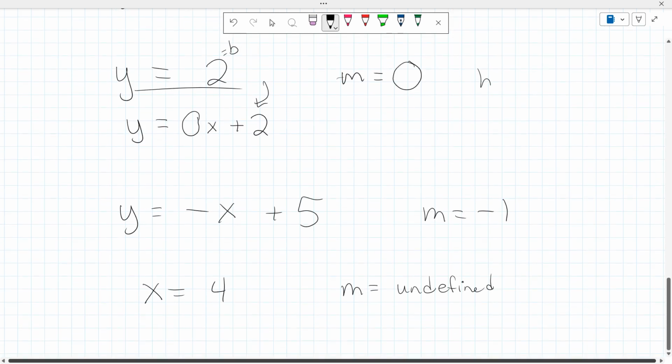So when the slope is 0, it's a horizontal line. When the slope is undefined, it's a vertical line. So if y is all alone with no other numbers, y is a horizontal line. X all alone with no y, x is a vertical line. So x equals a number is a vertical line. Y equals a number is a horizontal line. Horizontal, vertical.